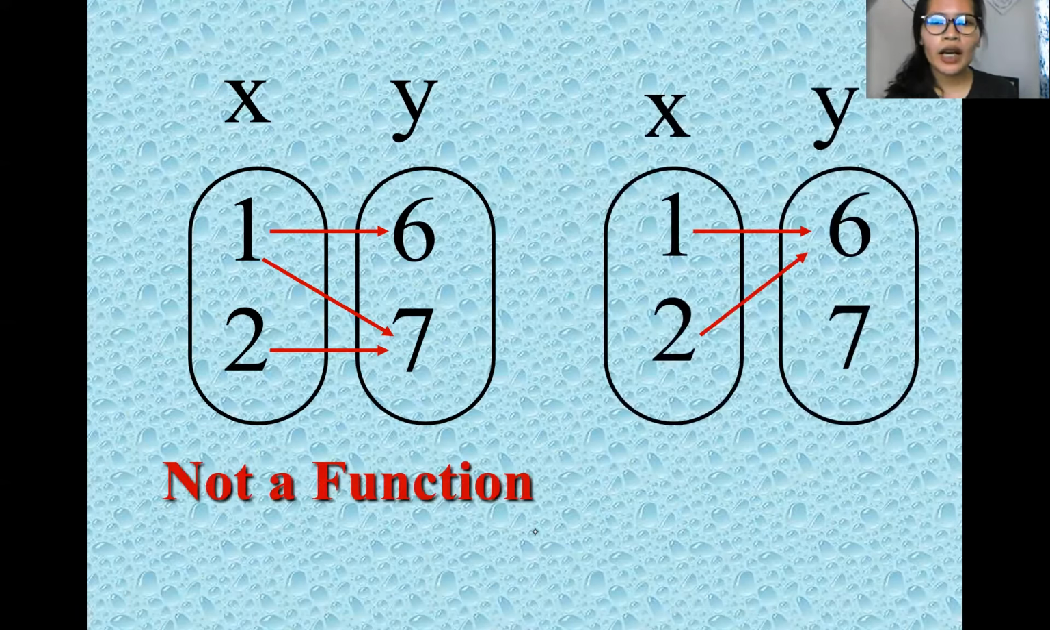So how about the other side? We have the values for x: 1, 2. For y, we have 6 and 7. The ordered pairs are (1, 6), (2, 6). Okay, bahalag magbalik-balik ang value sa y, basta dili lang magbalik-balik ang x, para matawag siya nga function. So, kana siya.